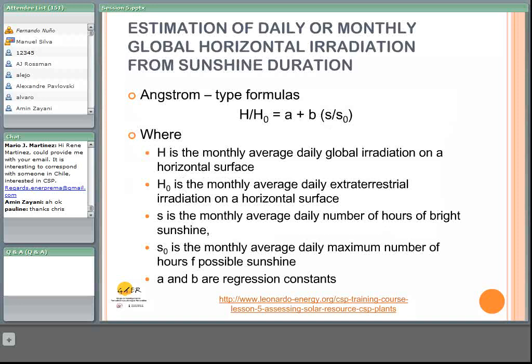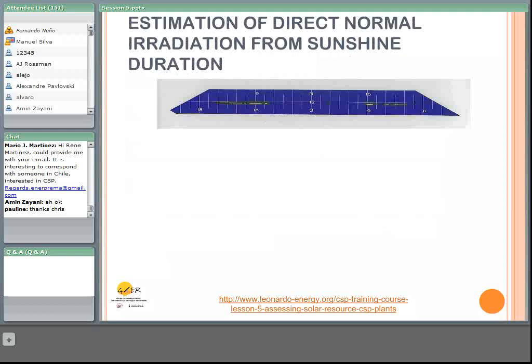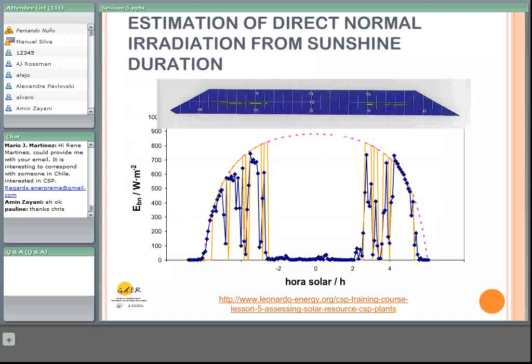I won't go into detail of this model. There are more complex methods to estimate, for example, direct normal irradiation from sunshine duration directly. For example, this one, which I developed in my PhD thesis a few years ago, and uses clear sky models combined with automatic reading of the sunshine duration periods to estimate the direct normal irradiation. And the results were quite good, but anyway, it's a complex procedure.